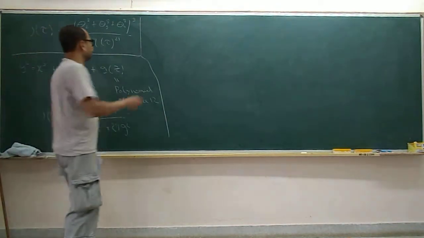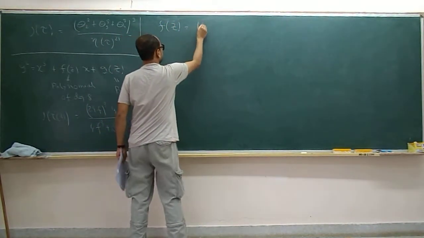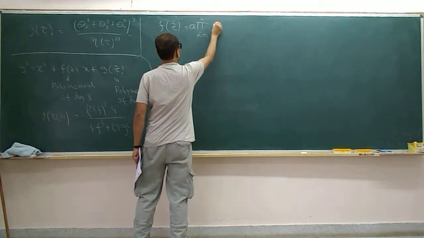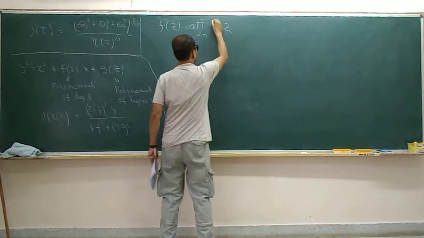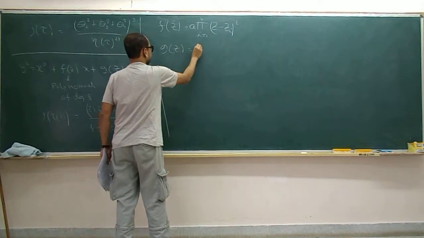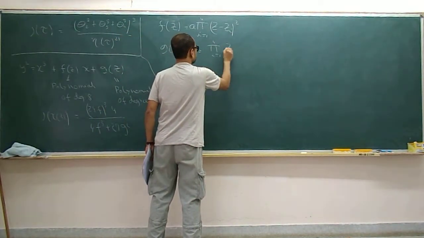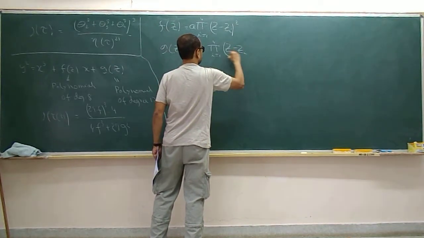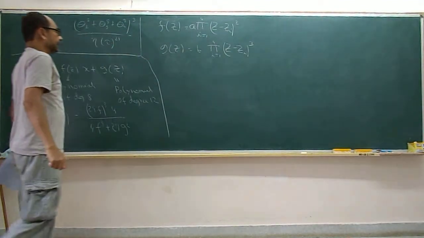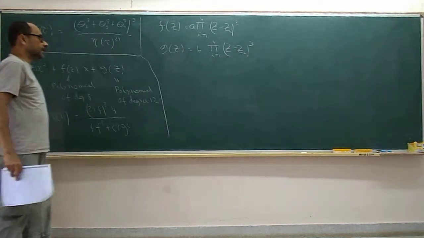Okay, then we looked at some special examples. f of z is a times the product over i equal to 1 to 4 of (z minus zi) square, g of z is b times the product over i equal to 1 to 4 of (z minus zi) cube. So these are indeed homogeneous polynomials of degree 8 and 12 respectively, okay, but special ones.